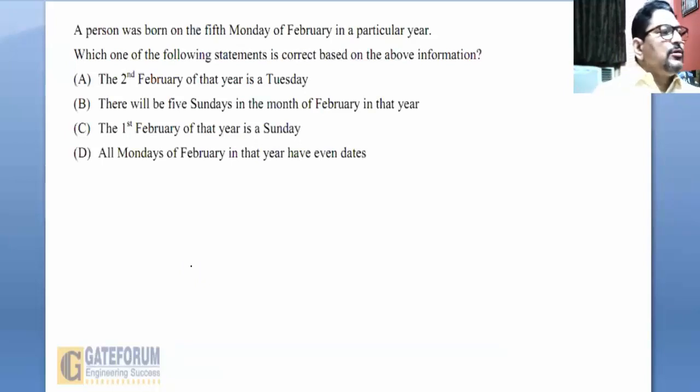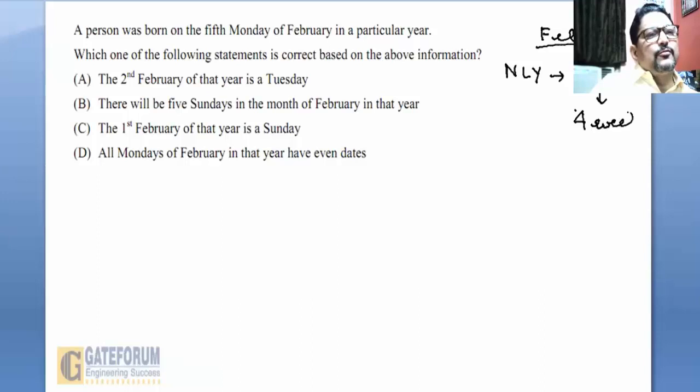A person was born on the 5th Monday of February in a particular year. Now, immediately you must note that February is a special month. In case of non-leap year, February has 28 days, which means exactly 4 weeks. Exactly 4 weeks are present. If the February was of 28 days and exactly 4 weeks were present, then 5th Monday could never happen. So, we can clearly understand that the February in question here is a leap year February having 29 days.